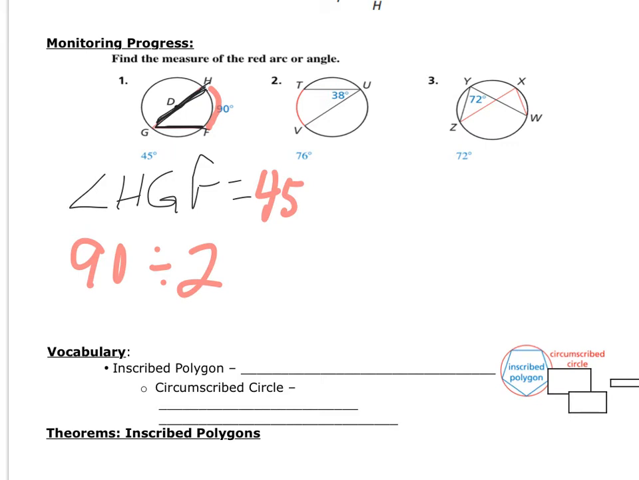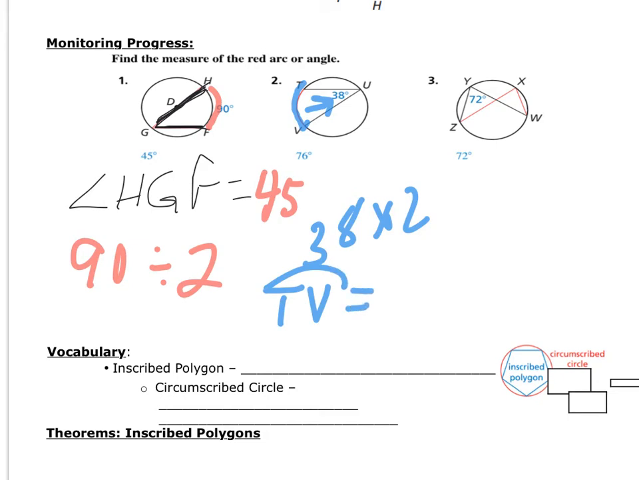Here, the red stuff is the arc TV. This angle here that is 38, that's its intercepted angle. The angle is half the size, so to figure out this arc, don't we double 38? So we go 38 times 2, and we find that the arc TV equals 76. Okay, so let's go ahead and go to number 3.